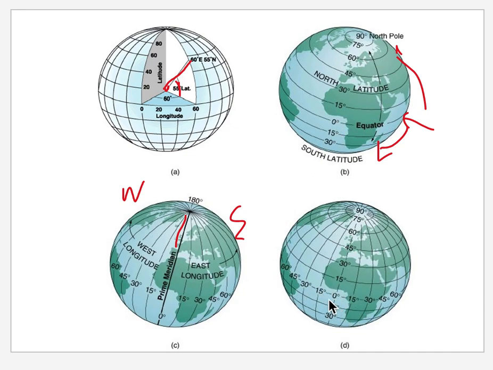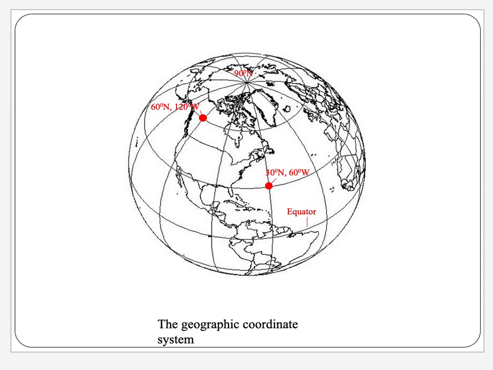And again, when you plot it together, you're going to reference your latitude coordinates first and then your longitude coordinates second. So here, for example, we have 30 degrees north latitude and 60 degrees west. So this line is 30 degrees north and this line is 60 degrees west.